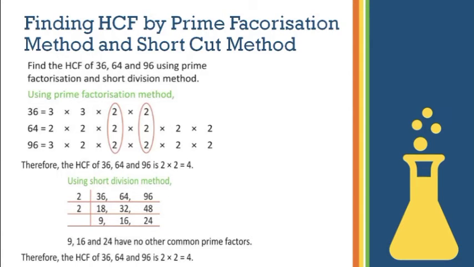Lastly, now we'll be seeing how to find HCF by the prime factorization method as well as the short division method. So already we have discussed. Now let us take another example. So numbers are taken as 36, 64, 96. So first we are applying the prime factorization method.